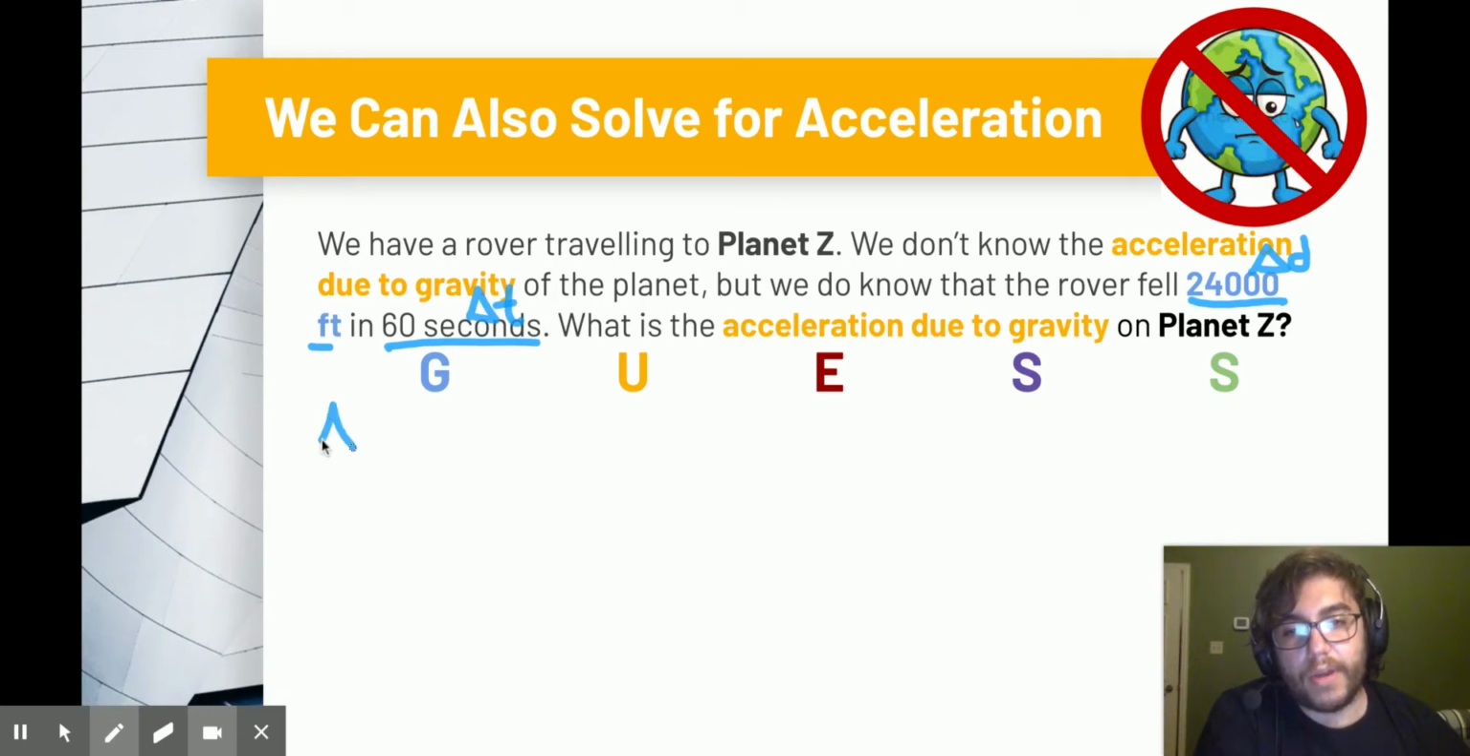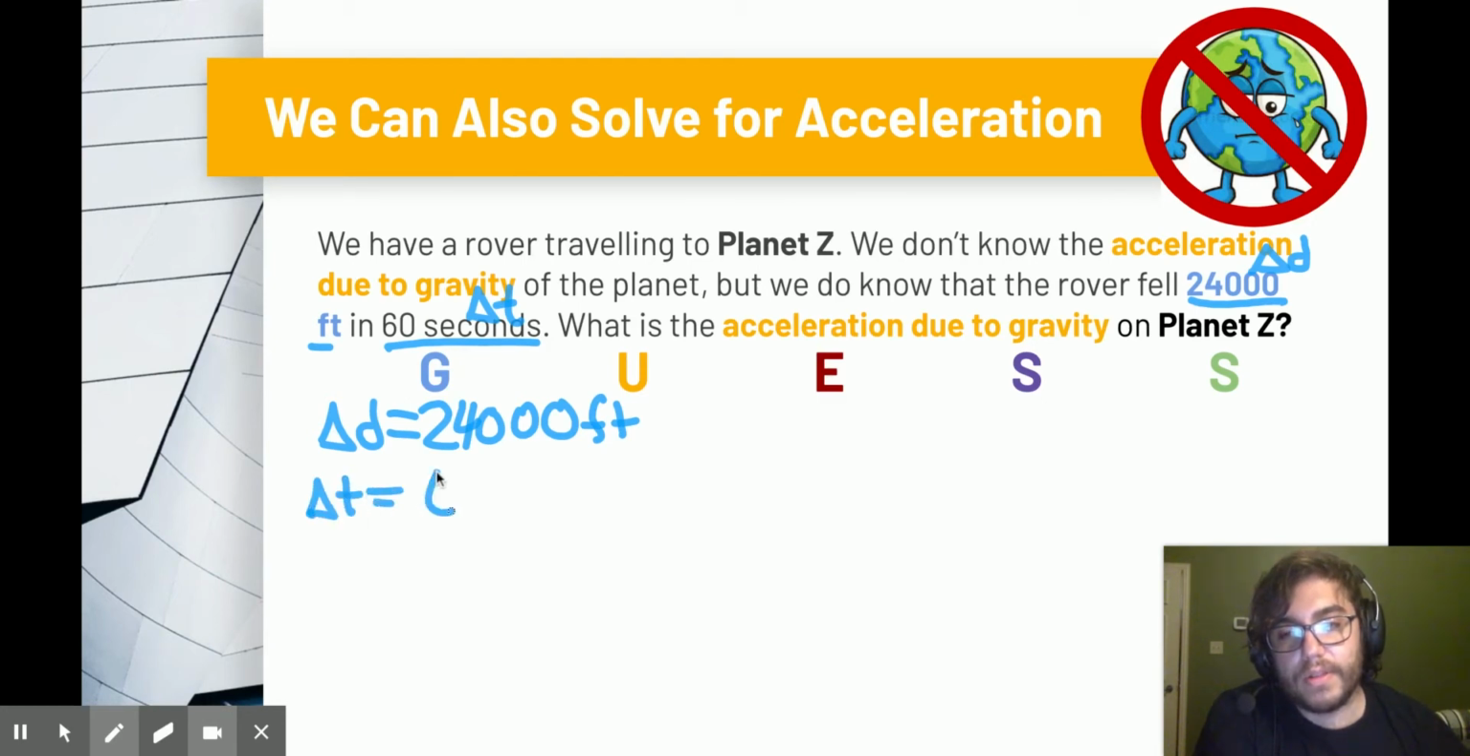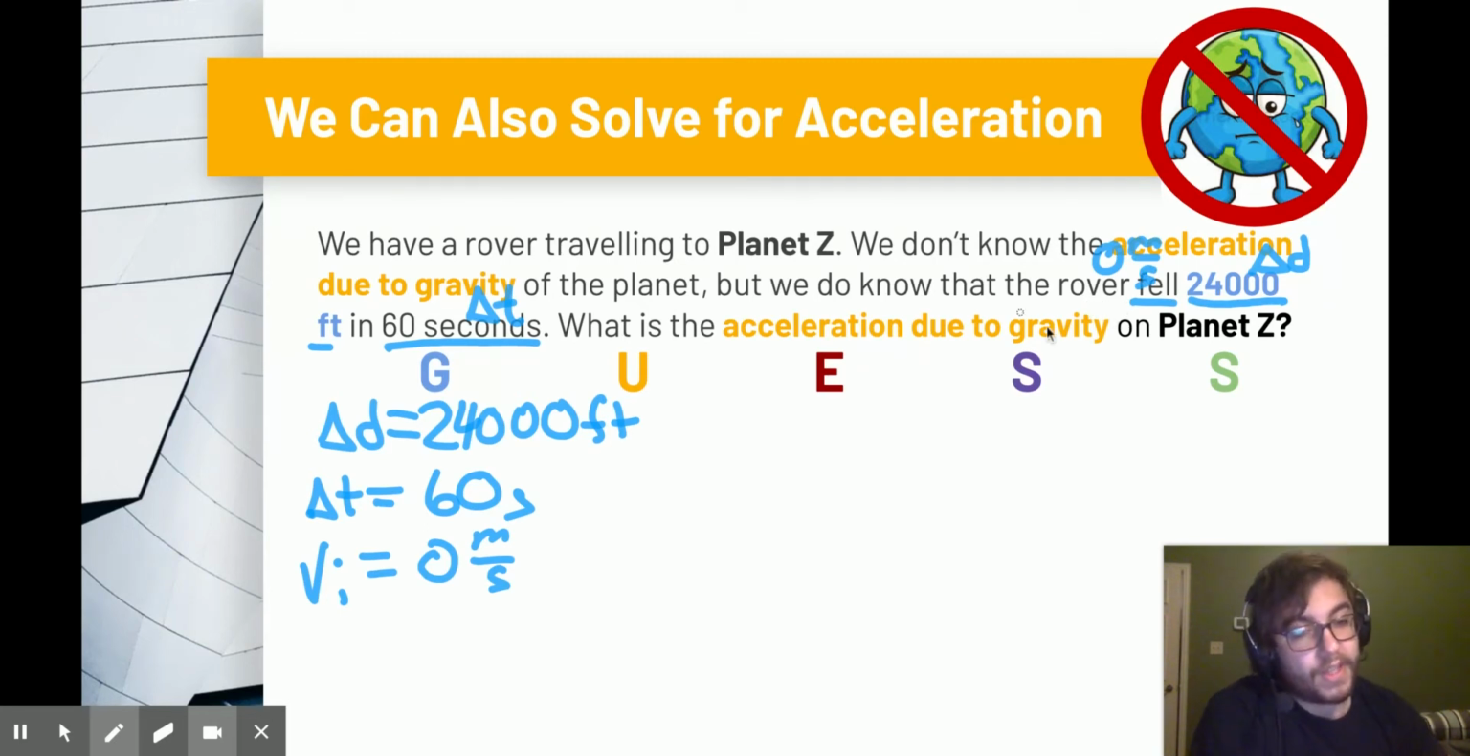So I'm going to write down here, delta D is 24,000 feet. Time would be T is equal to 60 seconds. Even I have brain farts, guys. It happens. VI is equal to 0 meters per second because we have to assume that it fell that far. Whenever you see the word fell, just assume that VI is equal to 0 meters per second. Otherwise, it's impossible to solve unless we tell you what speed it was thrown at.